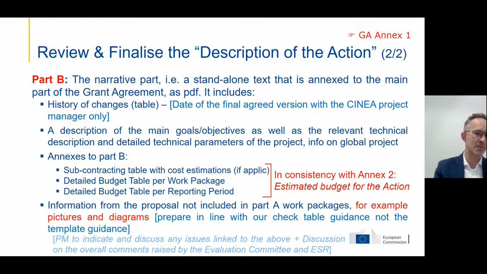There are some annexes, the most important is the subcontracting table with some cost estimations. I will talk about it in a minute. And two detailed budget tables, one per work package and the other one per reporting period. This is important in the sense that information here has to be consistent. Very often we see that in the subcontracting table there is a certain final budget amount, which does not correspond to the subcontracting amount in the budgetary tables. So keep those elements in mind when you encode information.